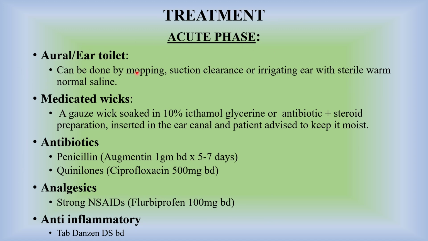So in acute phase, aural toilet can be done by dry mopping by a doctor or a trained physician, even with a cotton bud or cotton applied on a stick, doing dry mopping under vision. Suction clearance is the best option because it is less traumatic. Then under sterile conditions, irrigation of the ear with sterile warm normal saline can also be done. This is not syringing; usually we don't do syringing now, but it's basically washing with sterile warm normal saline. So the most important or most commonly done in aural toilet is suction and cleaning. Then medicated wicks: we make a gauze wick and then insert it, dipped in 10% ichthammol glycerin.